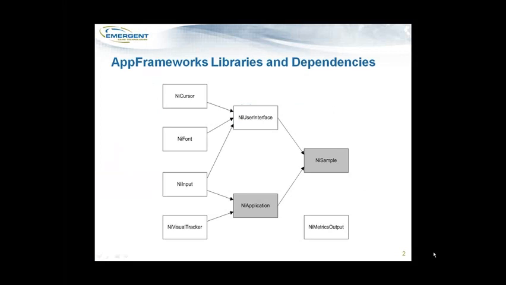Gamebryo has a sophisticated rendering system, but you'll do most of your programming at a higher level. Emergent provides application frameworks as prototypes for complete applications. Here's a list of the Gamebryo application framework libraries and their dependencies. The two principal framework libraries are NI-application and NI-sample. As you can see, NI-sample is an extension of NI-application that takes advantage of some of the other utility libraries as well. If you look in the Gamebryo distribution on disk, you'll see NI-entity in there as well.